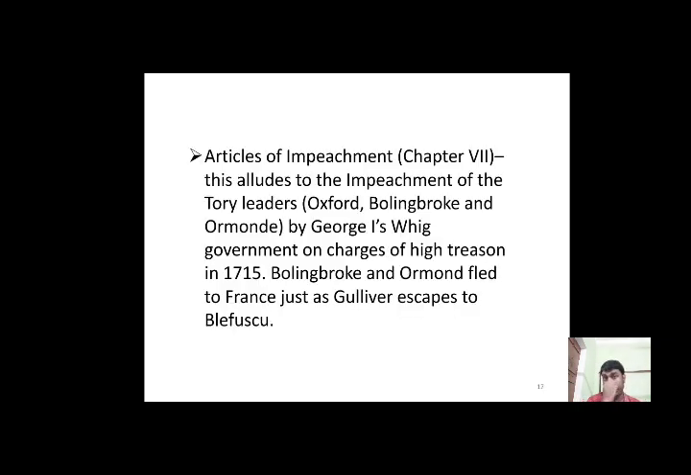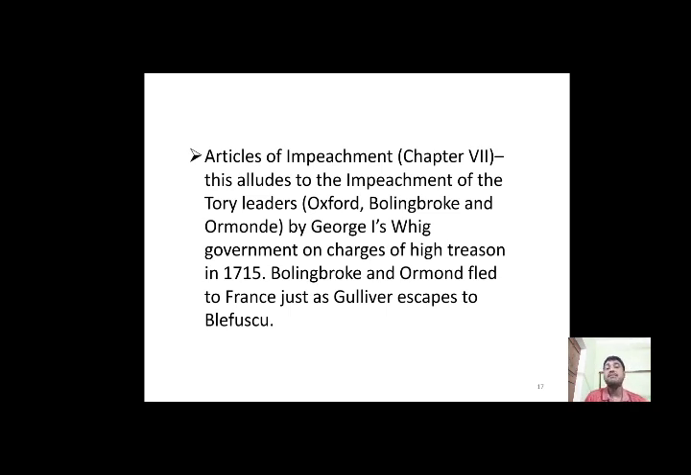Now, again, this is very important, the article of impeachment. This you will find in chapter number 7. Now, this alludes to the impeachment. What happens in the novel? In the novel, as Gulliver was not ready to accept the proposal of the emperor of the Lilliputs, that the land of the Blefuscudians should be made a colony and governed by a viceroy, some charges were brought against Gulliver. Gulliver was accused of some things.